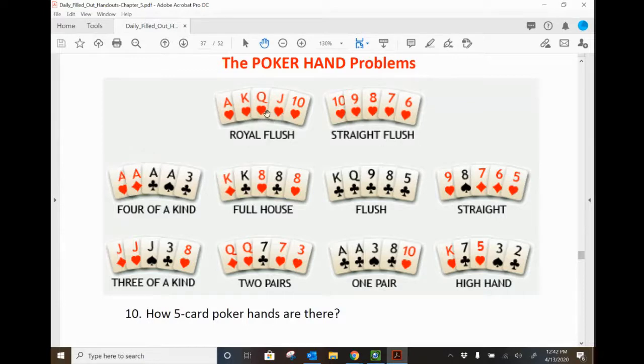So a royal flush just means that it starts at 10 and goes up to ace. It has these three royal people, jack, queen, king in there. And this is very rare to get.